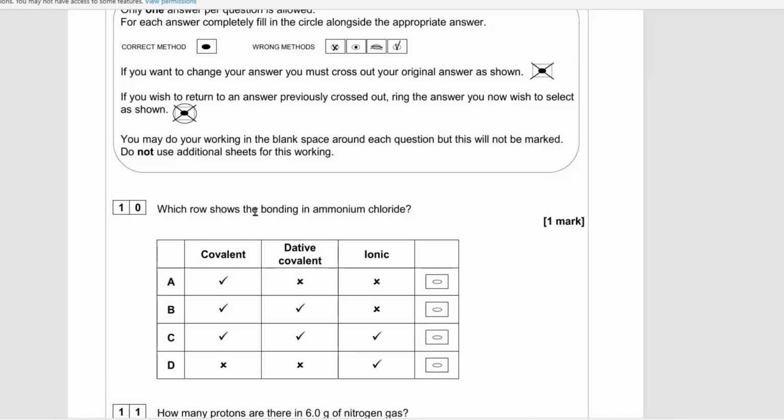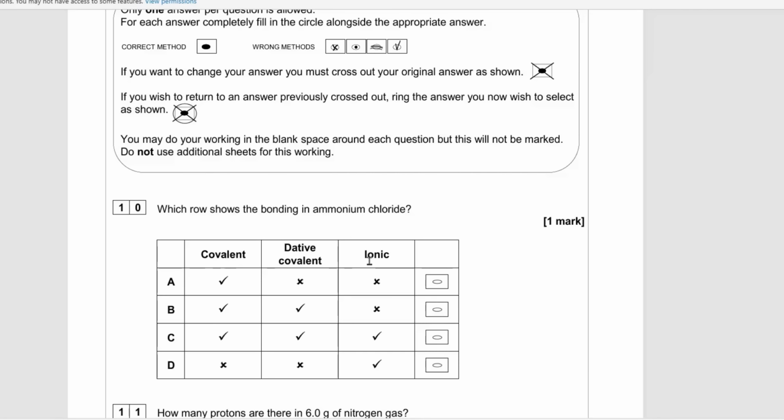Going through the MCQ 2018 AS Chemistry Paper 1. Let's get into it. Okay, so this question is about bonding. Which row shows the bonding in ammonium chloride? And we've got three options: covalent, dative covalent, or ionic. It can be any combination. Pause the video, have a go, and then I'll go through the explanation.